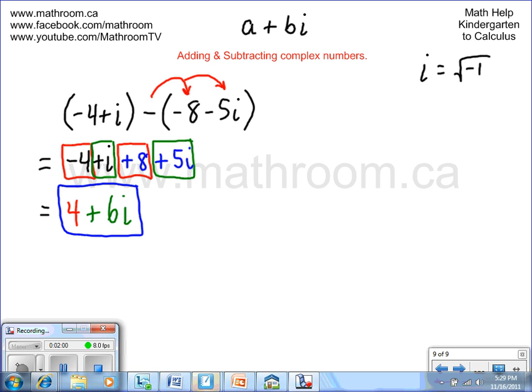And we can see that the answer is in the form a plus bi, a being 4 and 6i being the bi part.